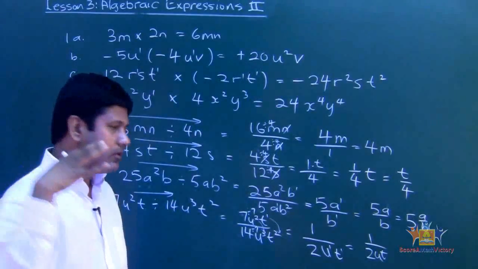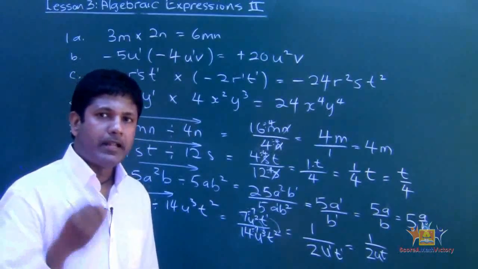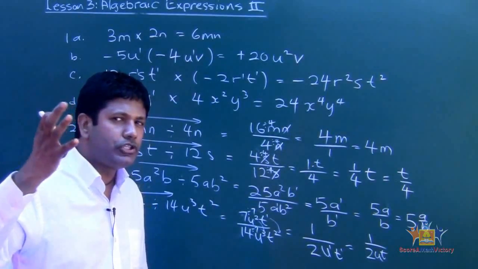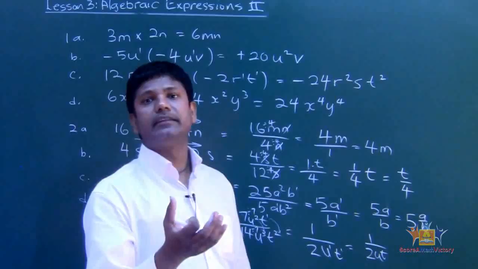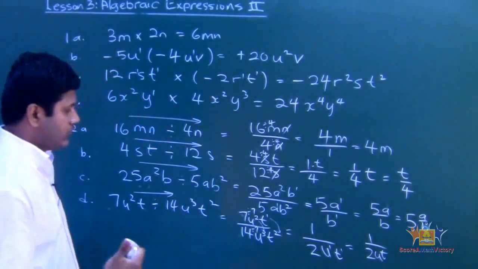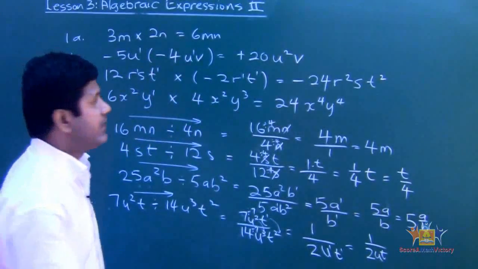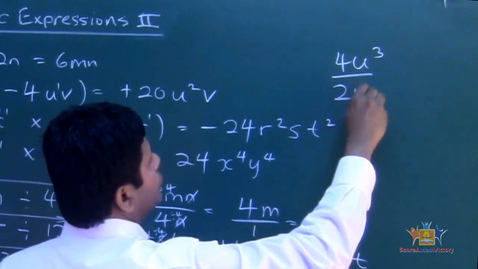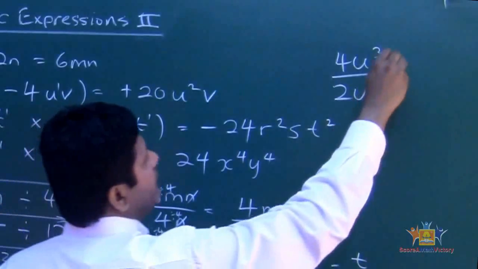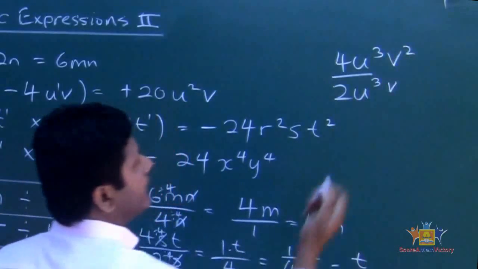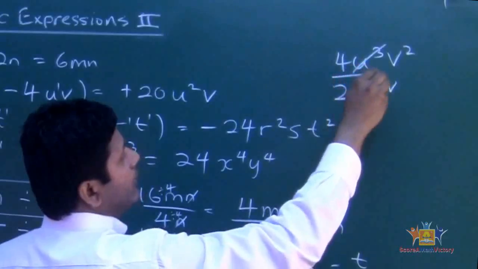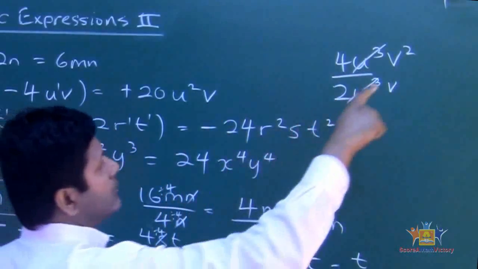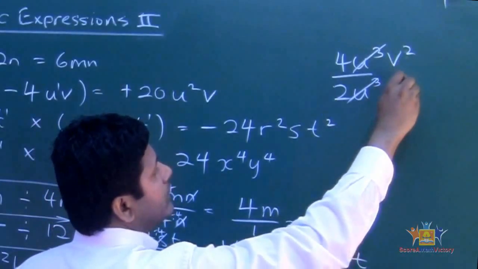Alright? So when you multiply the powers, you add them. When you divide the powers, you subtract them, or cancel them if they're identical. Keep that in mind. For example, if I have 4u cubed over 2u cubed, and then v squared over v, these two can cancel out because they're both identical. And this one I can subtract: 2 minus 1 is 1.